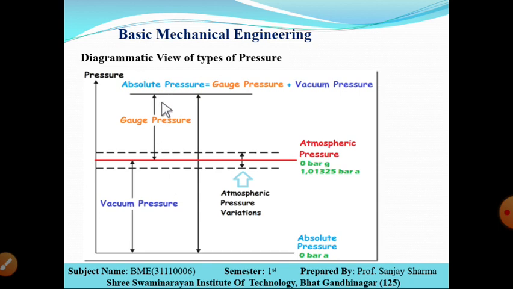It is the sum of gauge pressure plus vacuum pressure. Now this red line is showing 1.01325 bar, but if we go to the bottom, it is absolute zero pressure. This is the absolute zero pressure line, that is, this is 0 bar pressure of the atmosphere here. Between 0 bar and 1.01325 bar, whatever it is, this pressure is termed as vacuum pressure. So total 4 types of pressures are there.